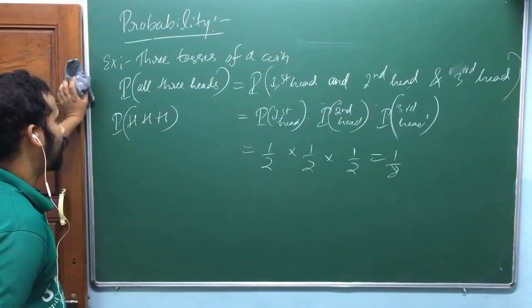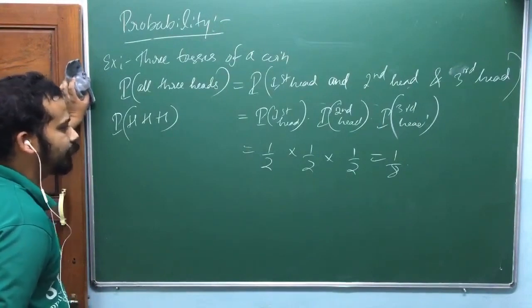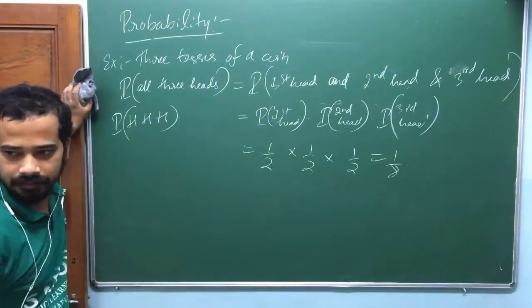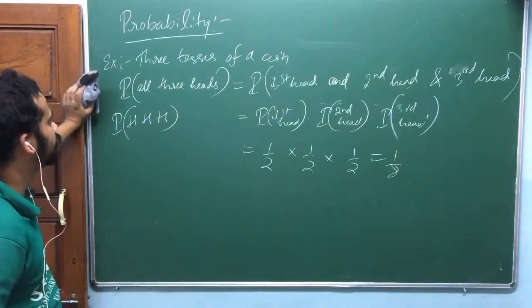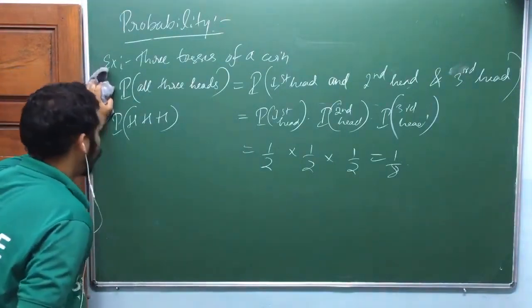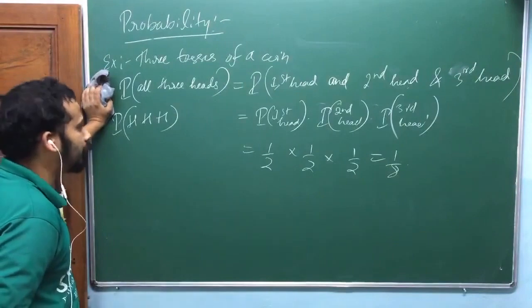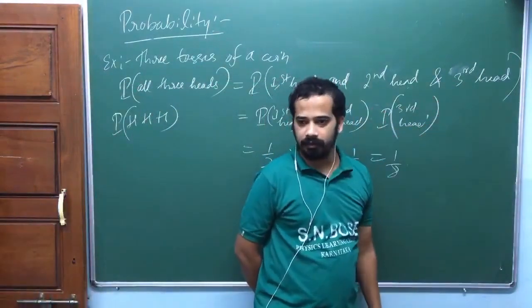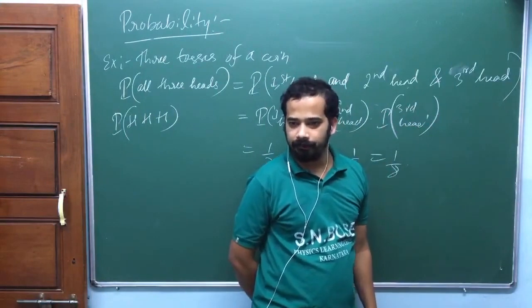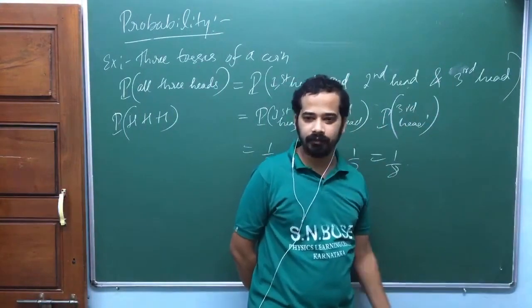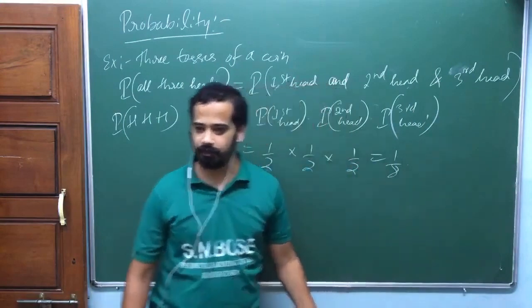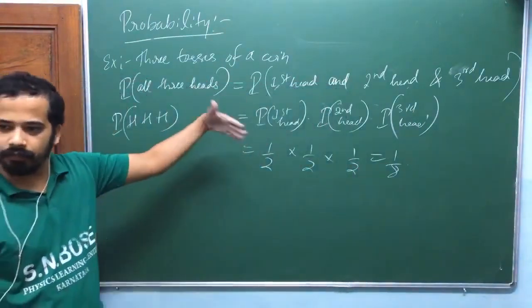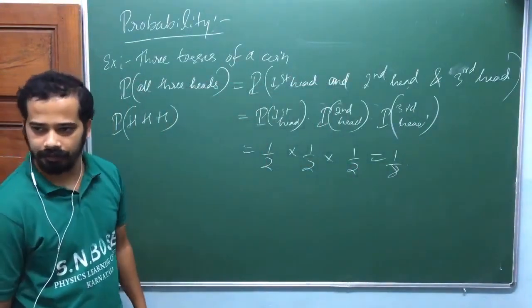3 tosses of a coin. All 3 are head. We don't have to go for sample space. So what is the probability that first one head and second one tail and third one tail? Half into half into half. Because probability of getting tail is also half, isn't it? Try to answer other question, okay?